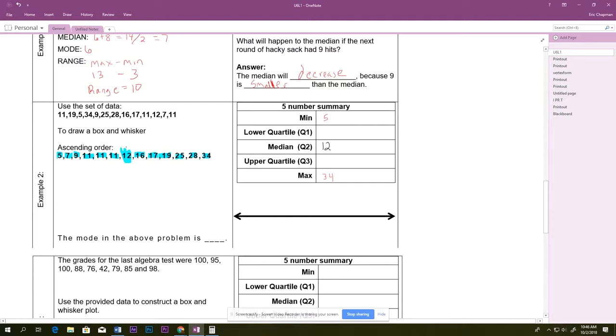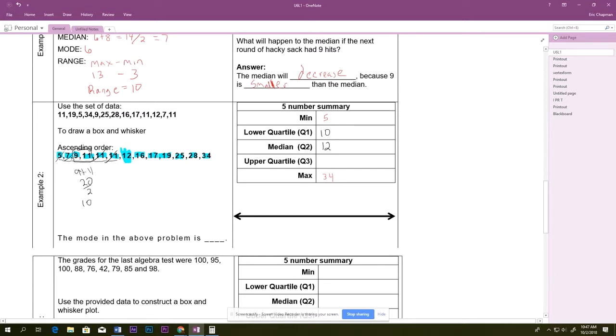Okay, now let's find our median of the lower part. So we're going to count these. So middle, middle. Let's start crossing things off. All right, looks like 9 and 11 are in the middle. So 9 plus 11 is 20, divided by 2 is 10. So our quartile 1 is 10.